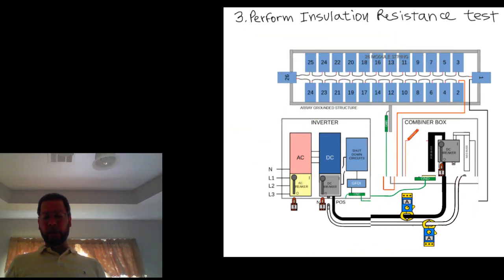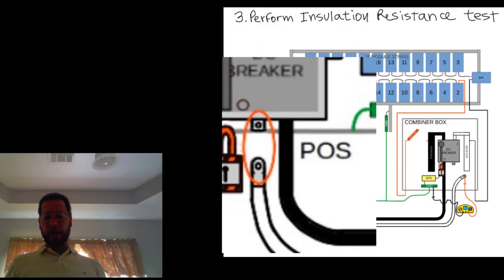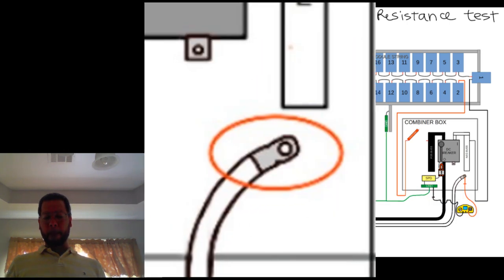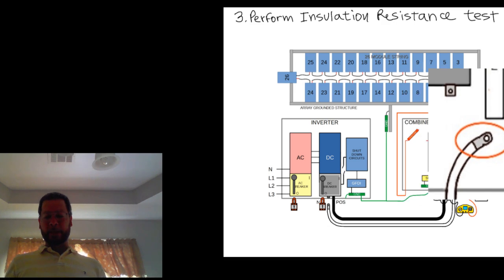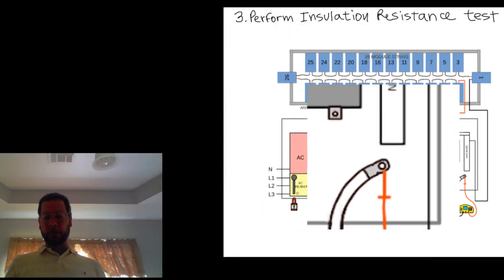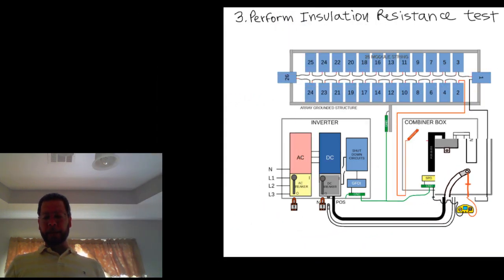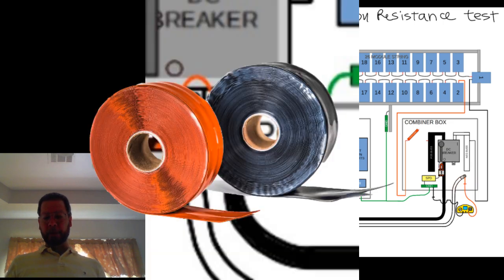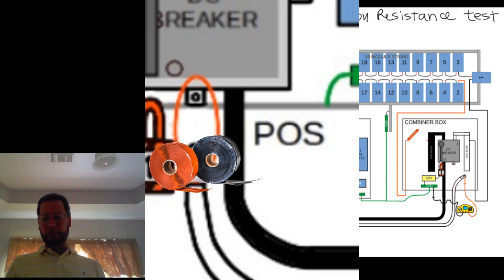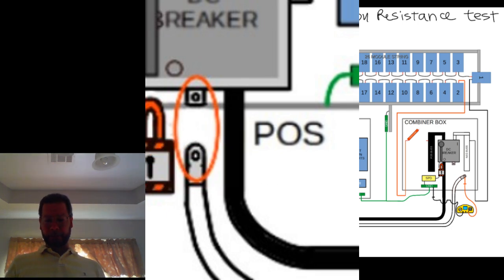Then remove both ends of the conductor from its terminals to isolate it from ground. Connect the red test lead to one end of the conductor. Isolate the other end of the conductor. You may need to use a wire nut or tape to prevent it from arcing and creating a safety hazard.